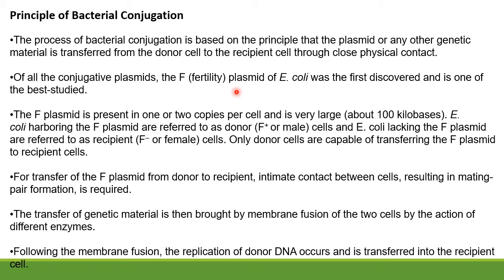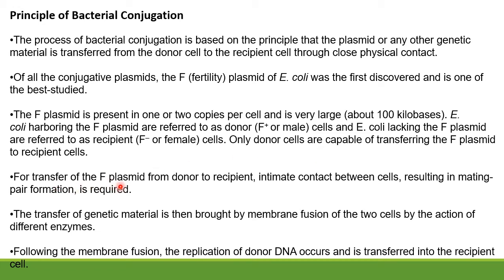The F plasmid is present in 1 or 2 copies per cell and is very large. It has around 100 kilobases of sequence. Now E. coli which has this F plasmid is referred to as donor, that is F plus or male cell, and E. coli which is lacking this F plasmid is referred to as F minus or female cell. Only donor cells are capable of transferring F plasmids to the recipient cell.